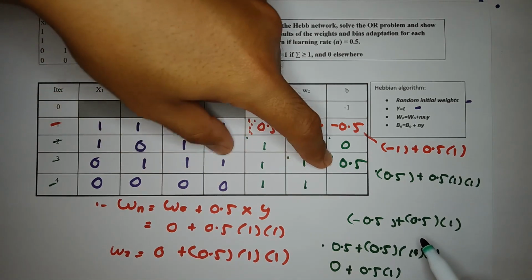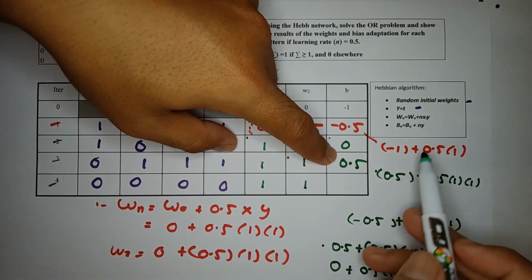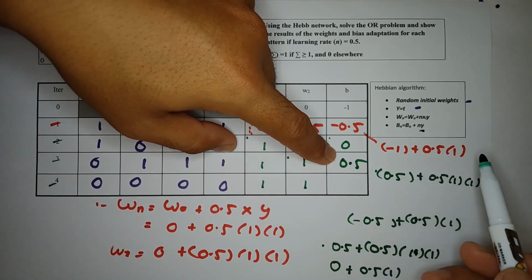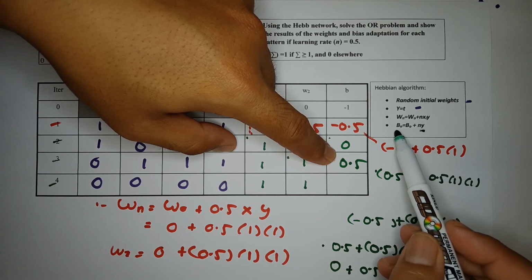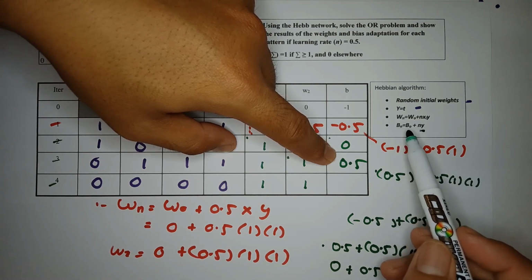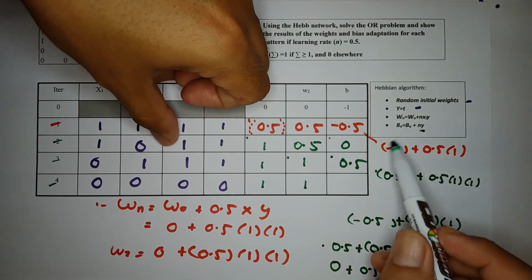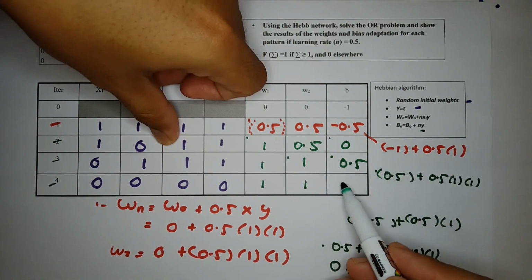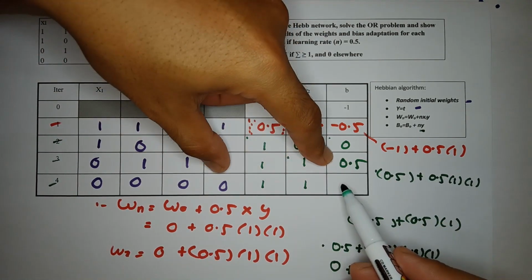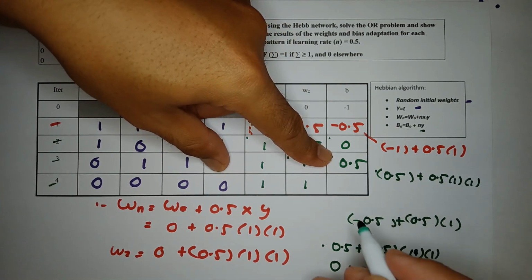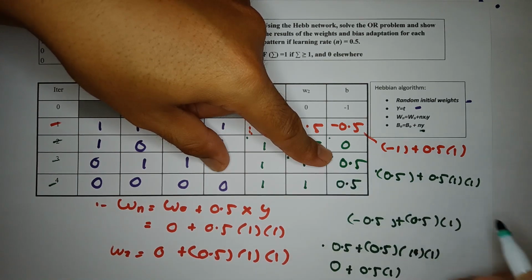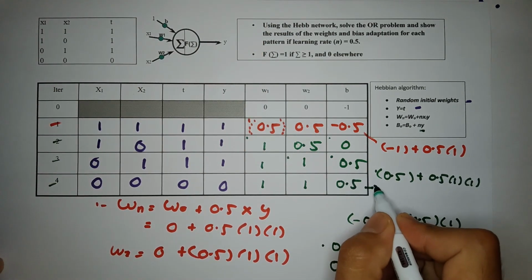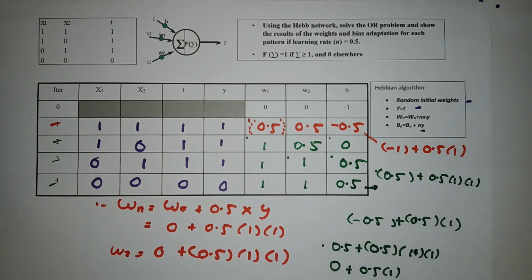And then finally, for the bias, if you look at this particular equation, if y equals 0, then our new bias will be equal to the previous bias. So in this case, b_new equals b_old, because y is equal to 0. So from this case, our new bias is equal to 0.5. Now we are up until this particular part of the equation.